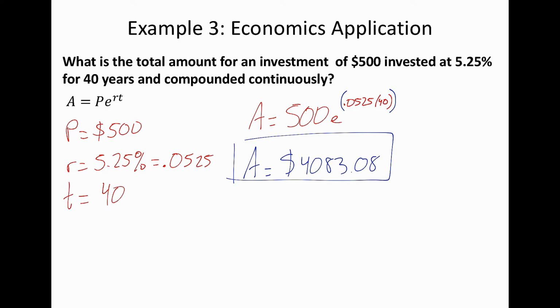Now we're going to look at one more example. This one's going to be solving for a variable, not just plugging stuff in. It says, how long will it take for the account from the previous question, the one where we start with $500, to reach $5,000? So again, we're going to use that same formula. We've got A equals P times e to the rt power.